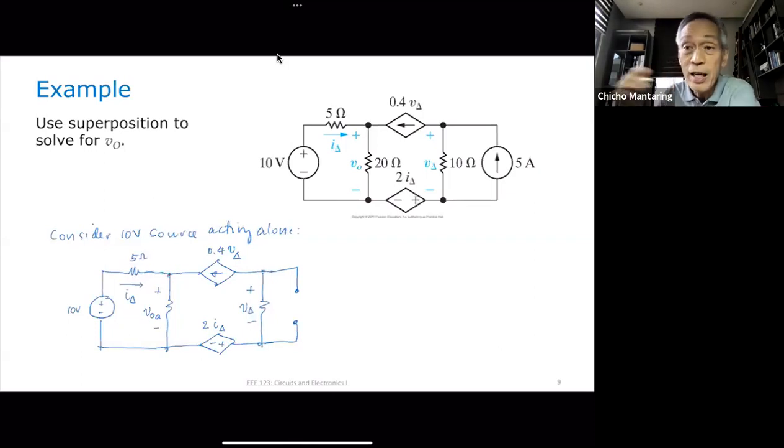So one of the essential nodes I will make my reference. Let's make this my reference. And let's call this X. In effect, I have Vx there. And let me do a KCL at X.